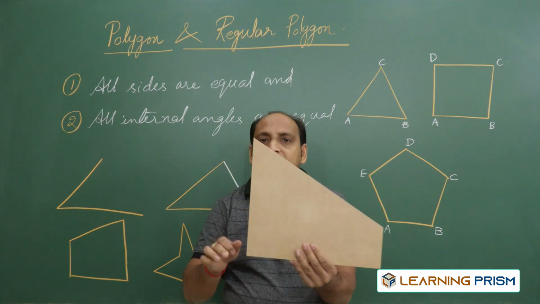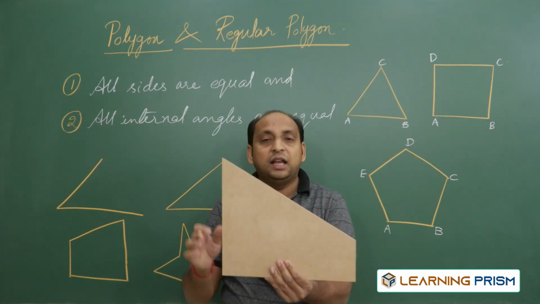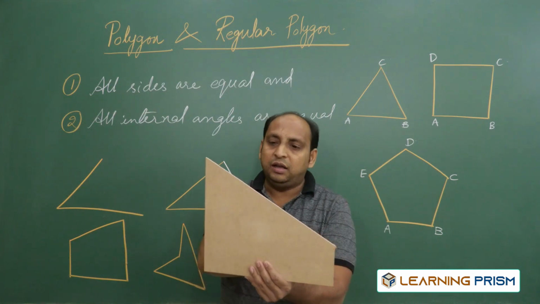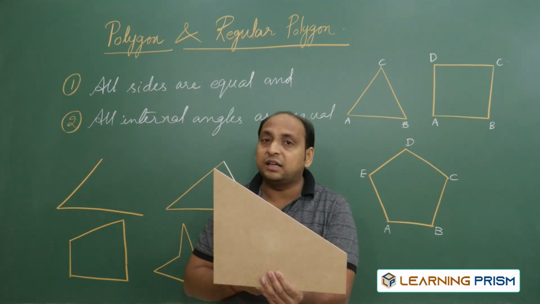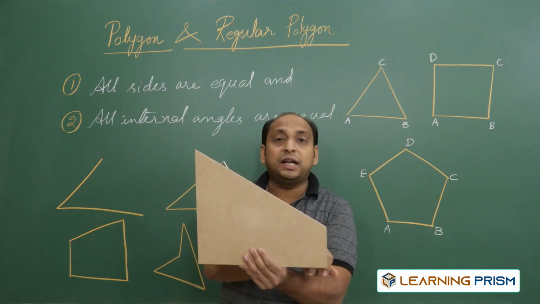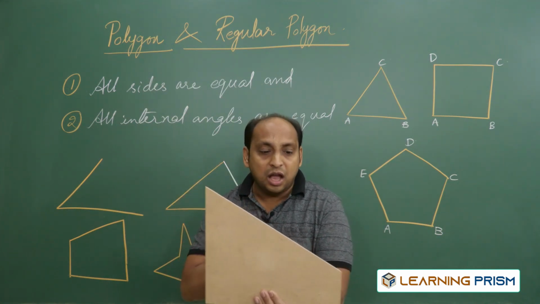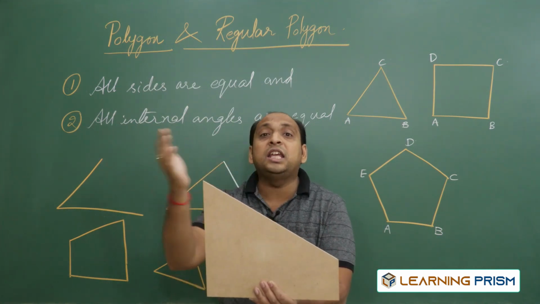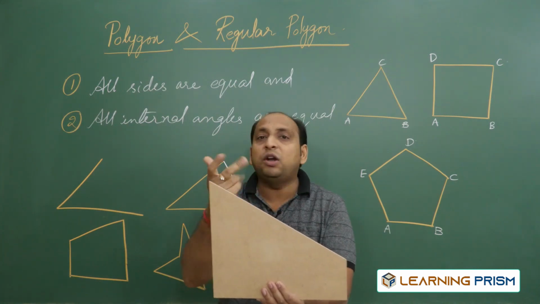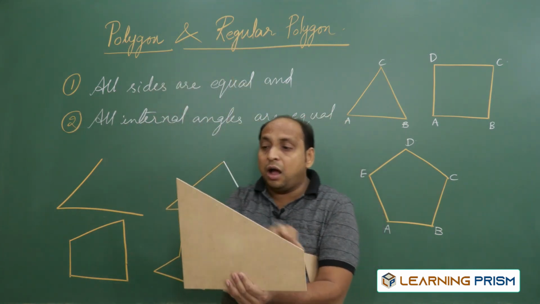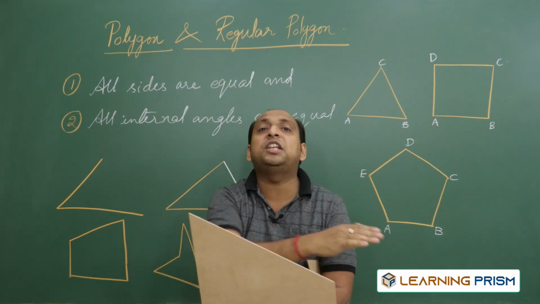what is this length? This length would be approximately 30 centimeter. This will be approximately 25 centimeter. This will be more than 30 centimeter. This will be approximately 10 centimeter, etc. Approximate values. All the sides are unequal. They are not equal to each other. But for a regular polygon, all these sides should be equal to each other.